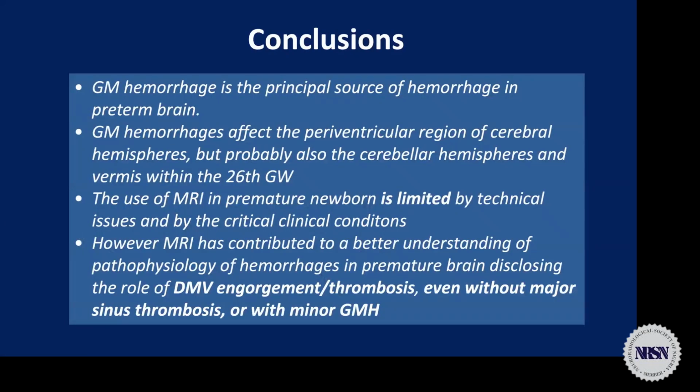So what we can conclude about the preemies: germinal matrix hemorrhage is the principal source of hemorrhage in preemies. Germinal matrix hemorrhage affects the periventricular region, but you must remember, we have no time to speak about this, but also the cerebellar hemisphere can be involved, in particular in preemies around the 24-26 gestational week.